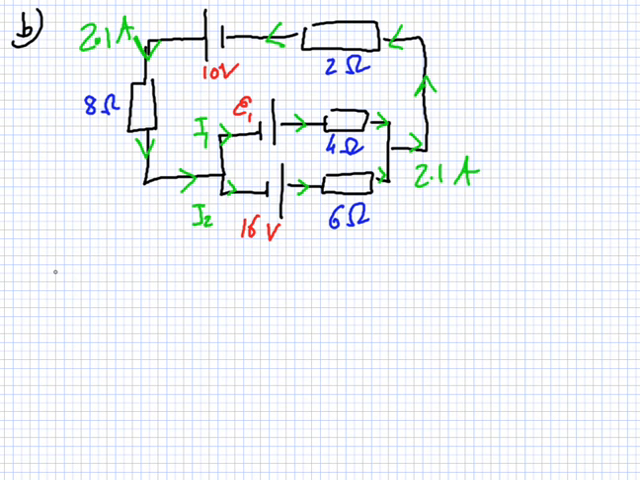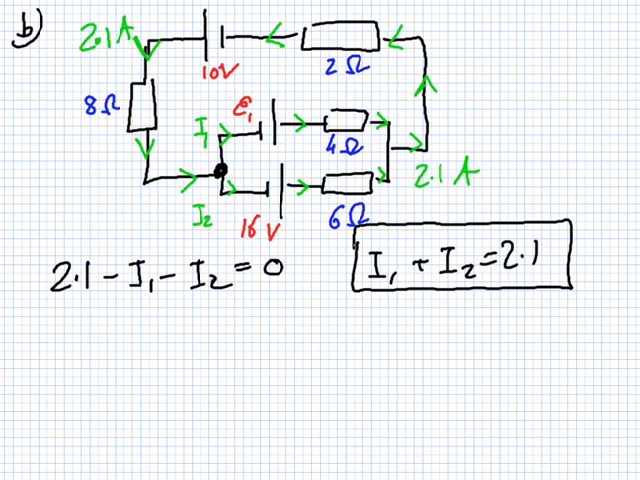So we have to use loops and junctions here. So firstly, junction rule says 2.1 minus I1 minus I2, that's here at this junction, that equals 0. Or in other words, I1 plus I2 equals 2.1.